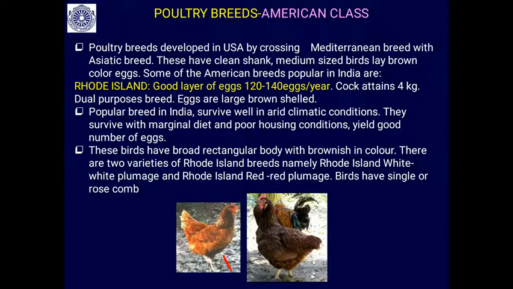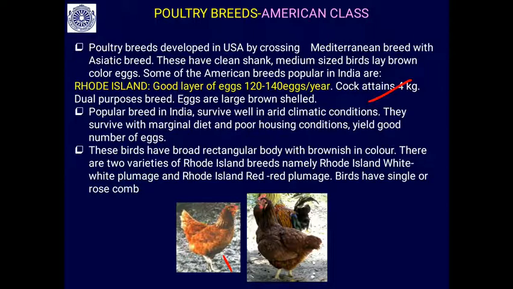One is Rhode Island. This is a good layer. It yields 120 to 140 eggs per year. It is a dual purpose breed. The cock attains 4 kg weight. The eggs are large, brown shelled. It is a popular breed in India and survives well in arid climate, dry weather.